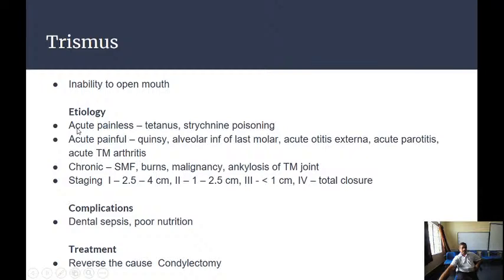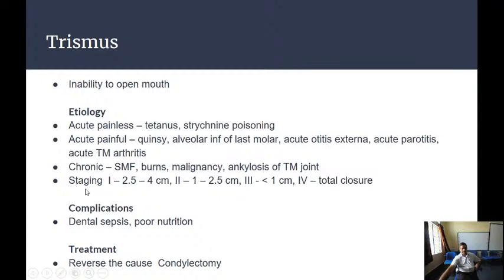Now, trismus is a condition where there is inability to open the mouth. This usually occurs in various conditions like acute painful conditions: alveolar infections, last molar tooth malpositioned, acute otitis externa, acute parotitis. These are all the painful conditions. And painless conditions are tetanus and strychnine poisoning. Then you go to the chronic conditions: submucous fibrosis, burns, malignancy, ankylosis of the TM joint.